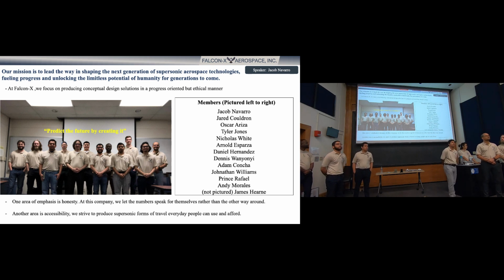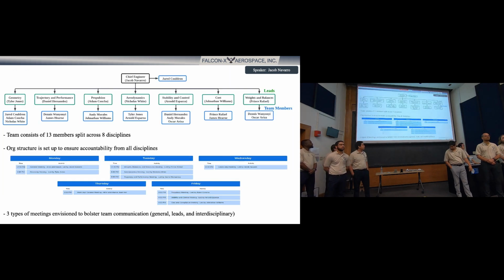One area of emphasis we place as a company is on honesty. We try to let the numbers speak for themselves rather than the other way around, meaning we know we're dealing with a pretty unconventional configuration. So at the end of the day, whatever the results tell us is what we interpret. We also care about accessibility, striving to produce products that everyday people can use. Here's a team breakdown. One thing we really care about is communication and documentation. We're trying to show here that we meet a lot, we talk a lot, we stay on top of it.